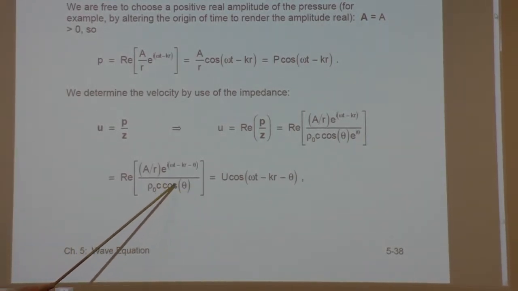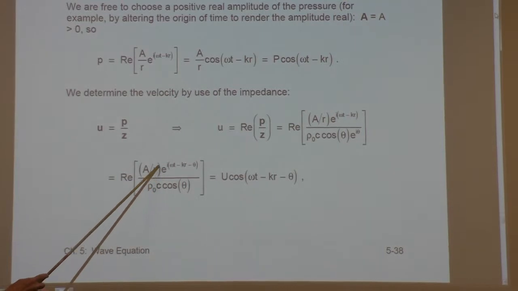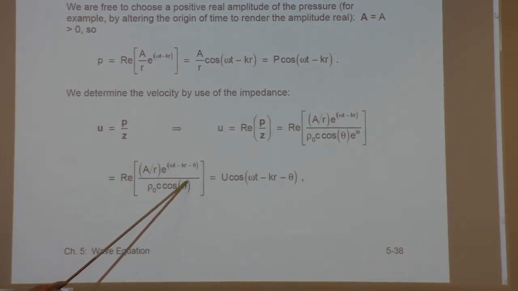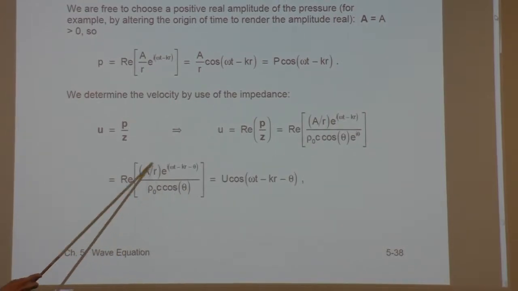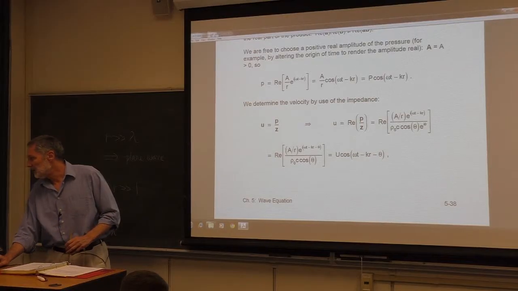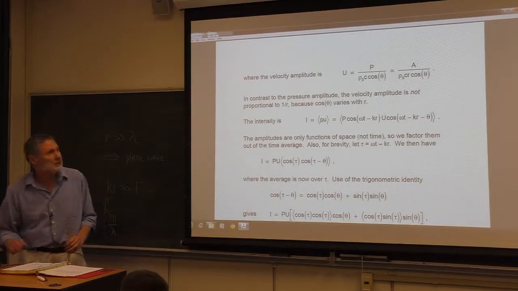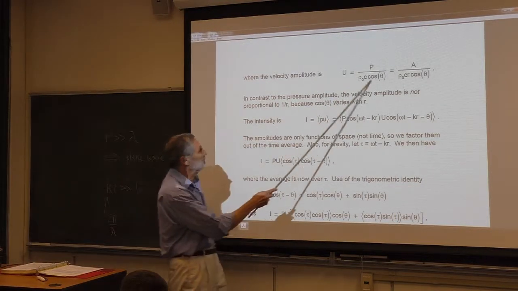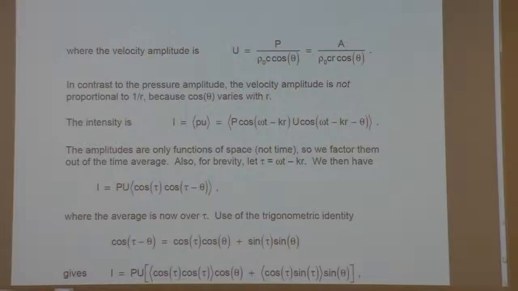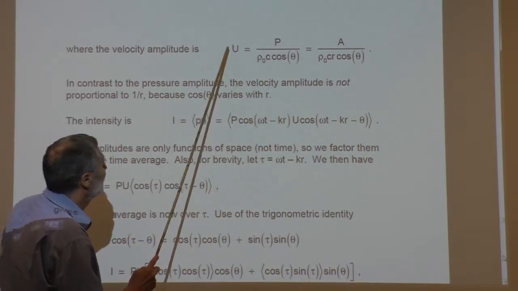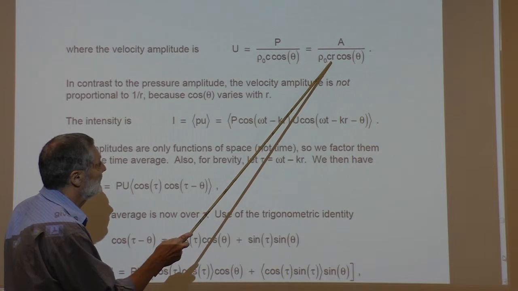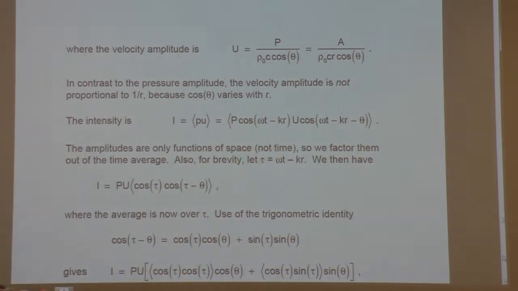This u is going to be given by all of this right here. We really need to do that, and you'll see why on the next page. I explicitly stated it here. Now again, because theta is a function of r, the particle velocity amplitude does not fall off in general as 1 over r.